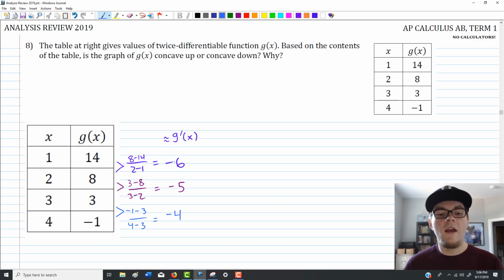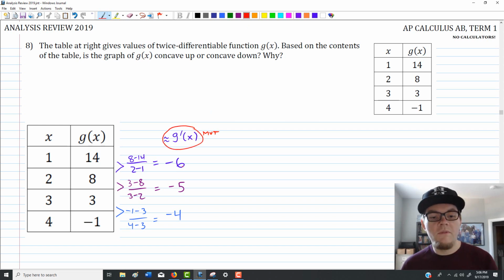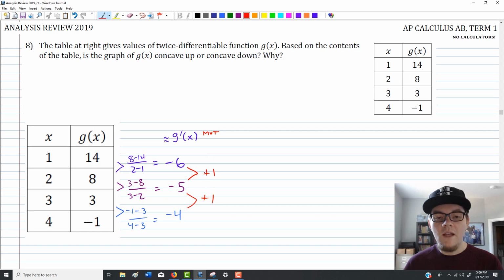So what I've just done is I've calculated 3 average rates of change, but recall, when using the mean value theorem, those average rates of change have to be equal to the derivative somewhere on that interval. So basically we found 3 representative values of the derivative for this function g of x. Now looking at these values, what I notice is as we move from one to the other, we're going up each time. What that tells me is that our first derivative, g prime of x, is increasing. Basically, values of the derivative are getting bigger and bigger.